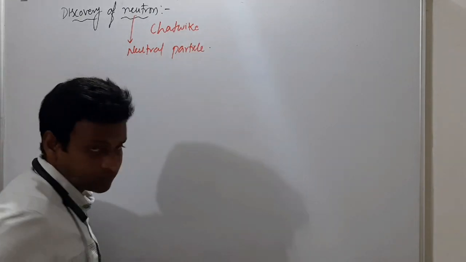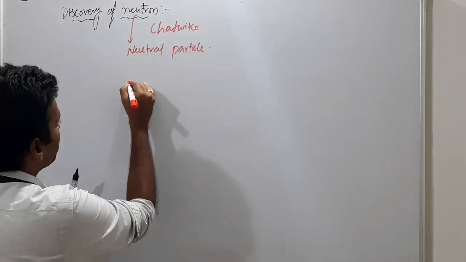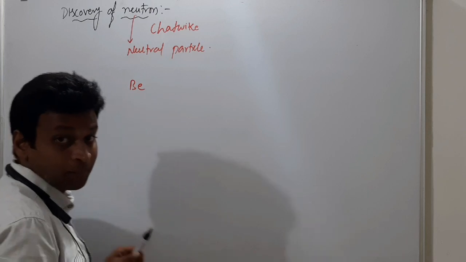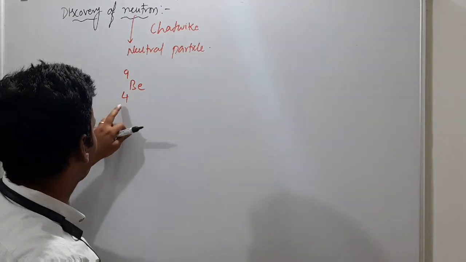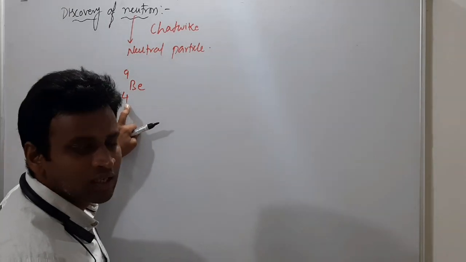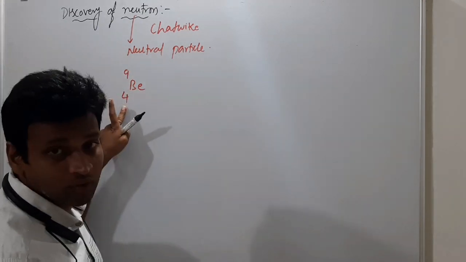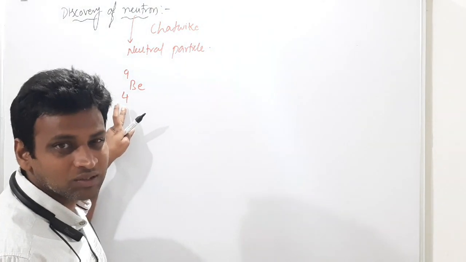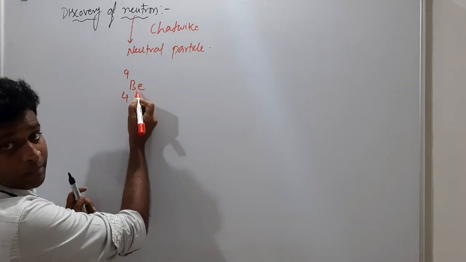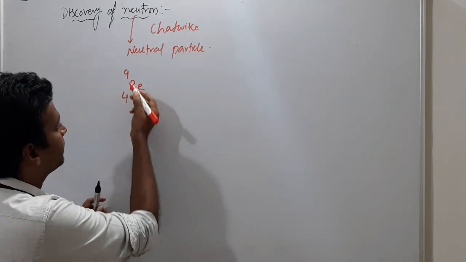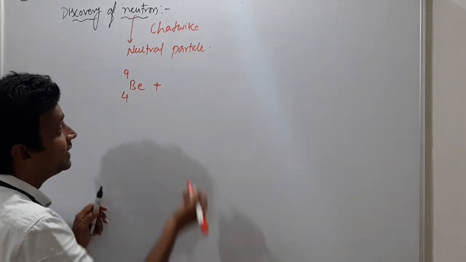How did he observe it? He also did one experiment. What is that? He took beryllium sheets. Beryllium: atomic number is 4 and mass number is 9. I think I gave isotopes and isobars in the previous lecture, so the representation is like this. This 4 indicates the atomic number of beryllium, and this 9 indicates the mass number. And he bombarded the beryllium sheets.